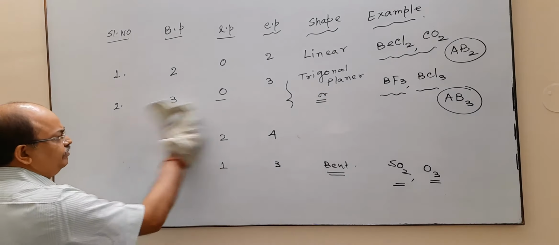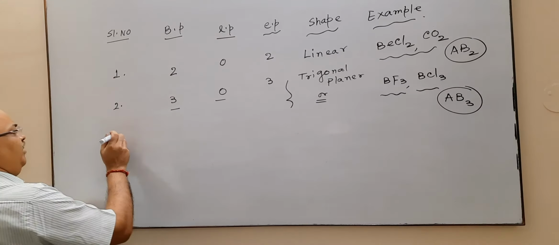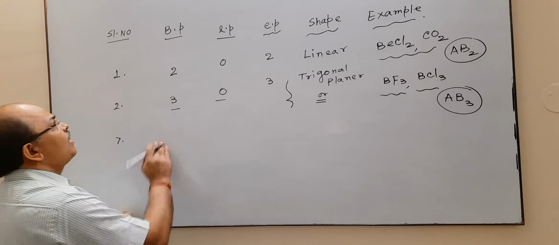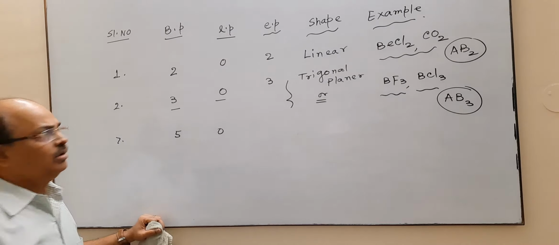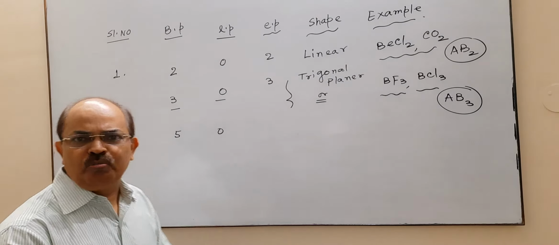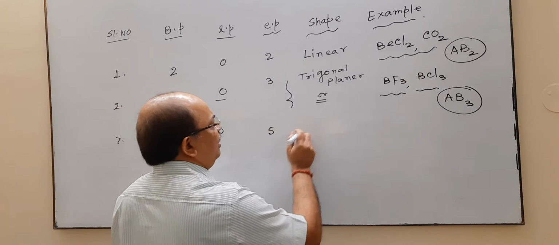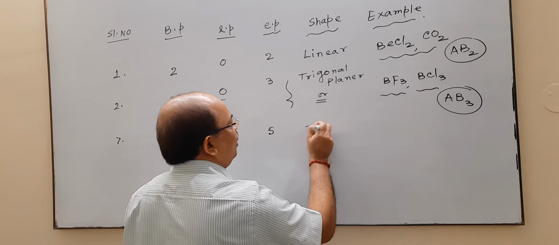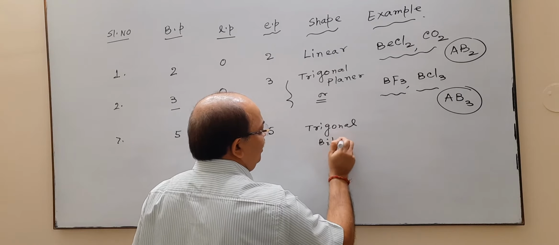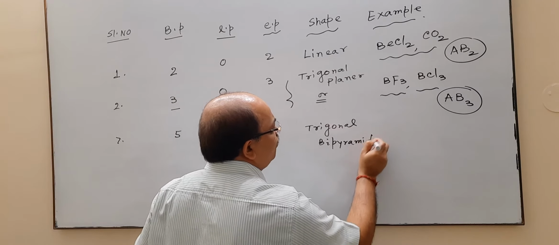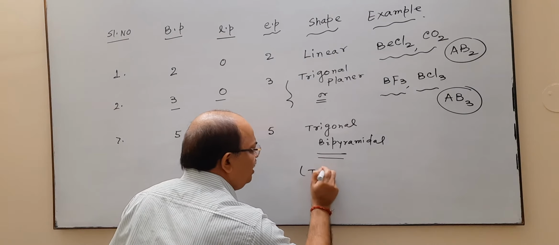Next we have, say, 7 serial number. Suppose bond pair is 5 and lone pair is 0. Then the sum of bond pair plus lone pair, that is 5 plus 0, again 5. So the electron pair is 5. Now in this case, the shape is your trigonal bipyramidal. In short, we can write TBP.